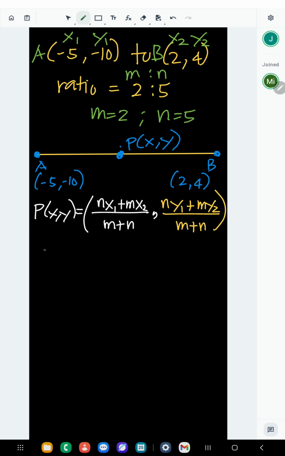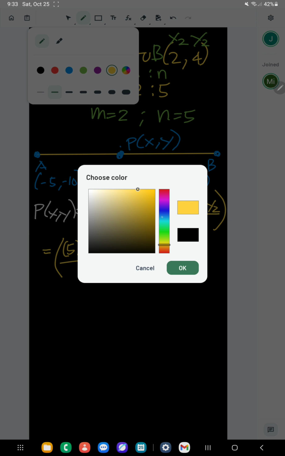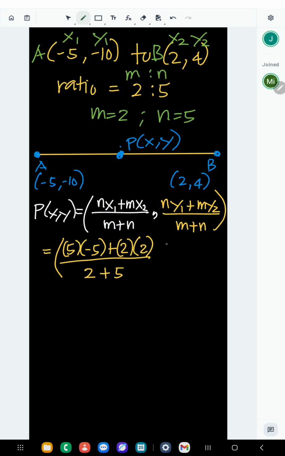Then we plug in all the values. N is equal to 5, and m equals 2. So n is 5 times x sub 1, which is -5, plus m is 2 times x sub 2, which is 2 over m plus n. Then the other one, the y value, n 5 times y sub 1 is -10, plus m is 2 times y sub 2 is 4 over m plus n, so 2 plus 5.